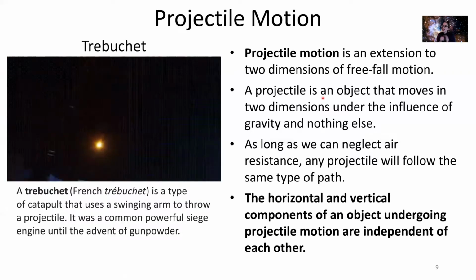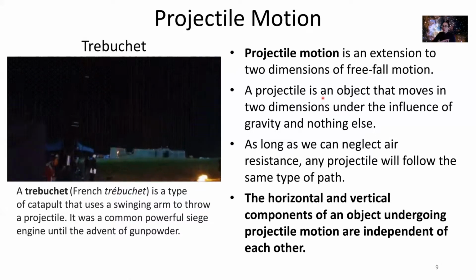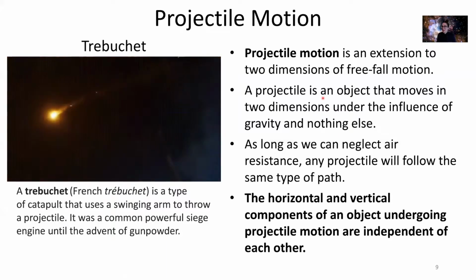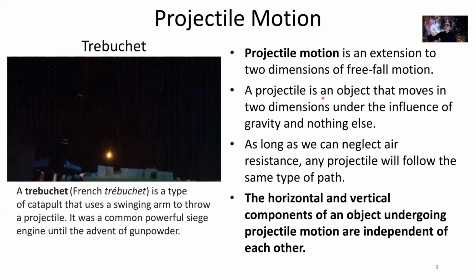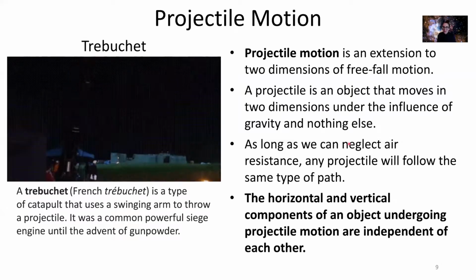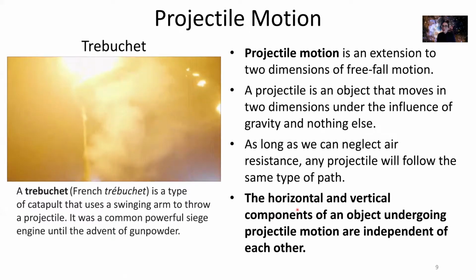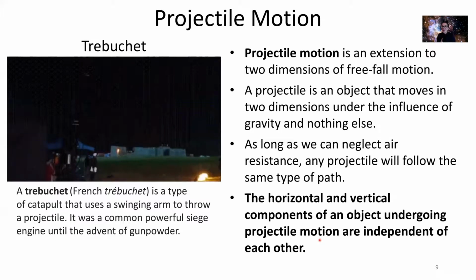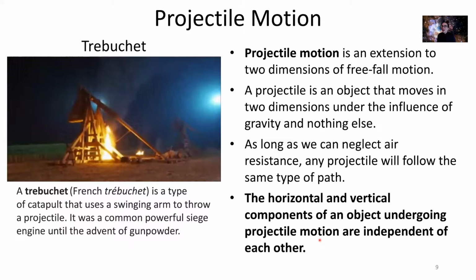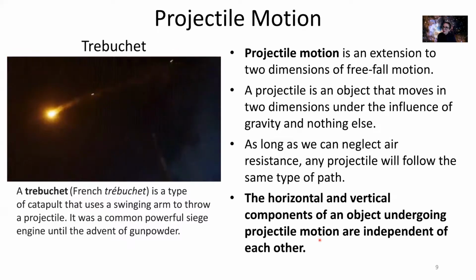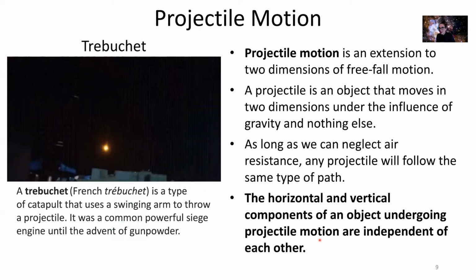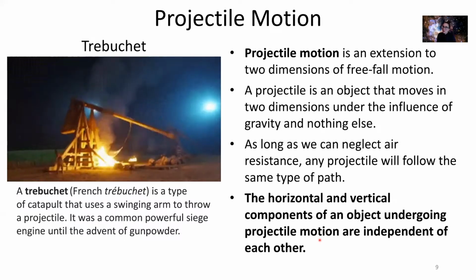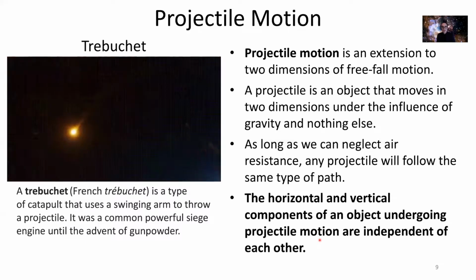So as long as we can neglect air resistance, any projectile will essentially follow an arched path, a similar curved path. As it leaves the ground, it reaches a maximum height and then it falls back towards the ground again. Here we have a similar theme, that the horizontal and vertical components of an object undergoing projectile motion are independent of each other. That means that we have to treat the x component of the projectile motion separately from the y component. So we'll use similar equations, but we use them separately for motion in the x and motion in the y.